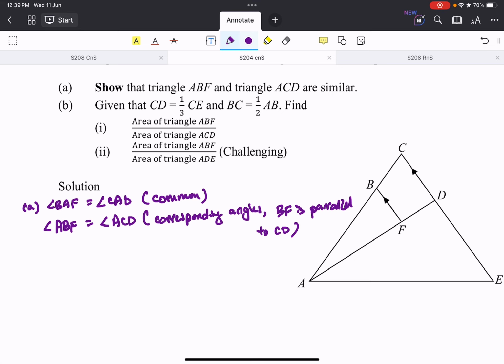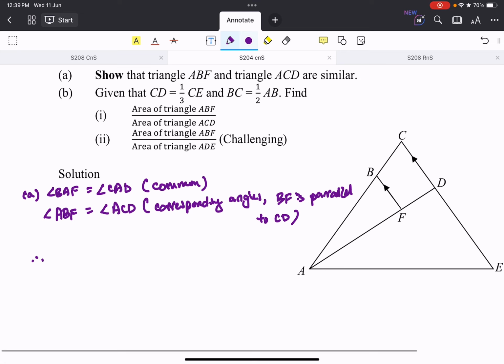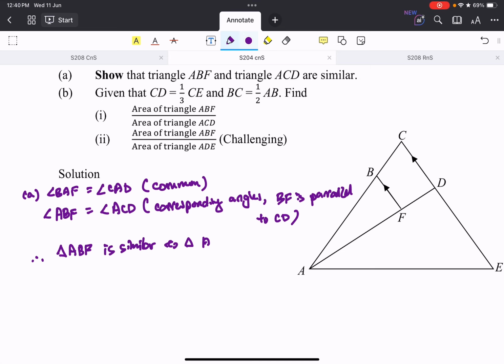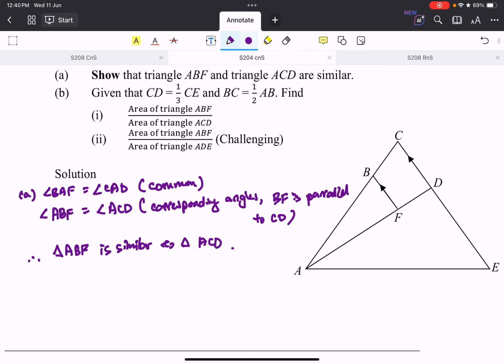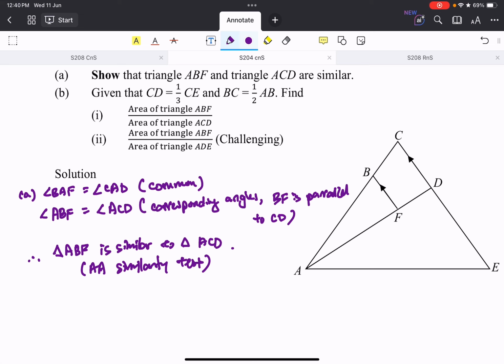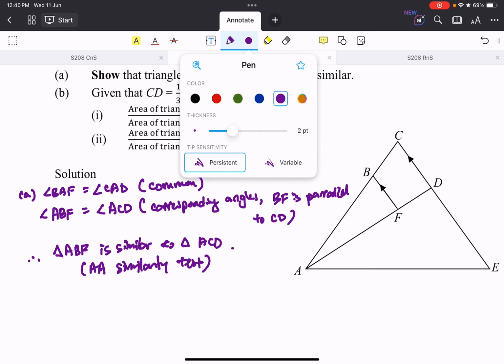There we go. So therefore, triangle ABF is similar to triangle ACD, and the reason is the AA similarity test. There we go. So part A is successful. Let me change the color of my pen.